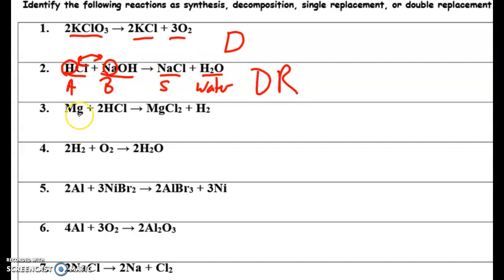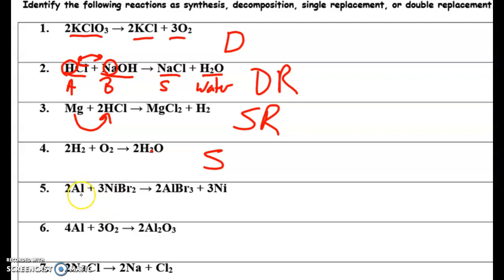Alright, in this one, number 3, you start with the Mg and the HCl, and then you have MgCl2 and H2 afterwards. So it looks like the magnesium came in here and replaced the hydrogen, and then the hydrogen's out by itself. So just one thing switched places, so that is a single replacement. This one, element hydrogen, element oxygen, get together and make water. That is a synthesis. Alright, number 5.